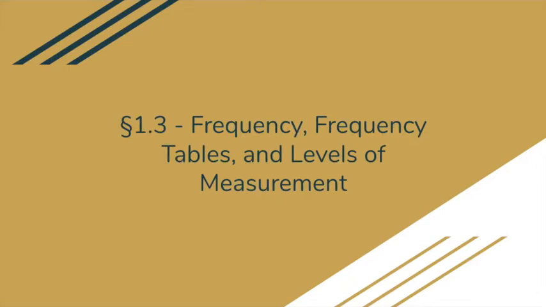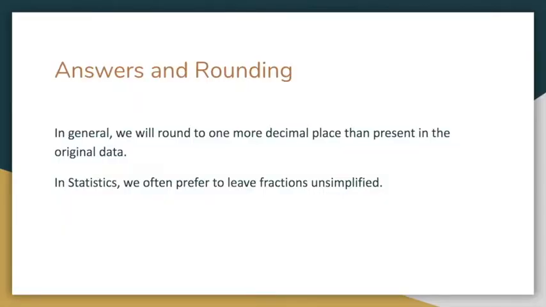In section 3, we're going to talk about frequency tables and levels of measurement. We're going to start out, though, just giving you a general rule for rounding. If we're calculating something like a mean or a standard deviation or a variance, we're going to give one more decimal place than was originally found in the data.